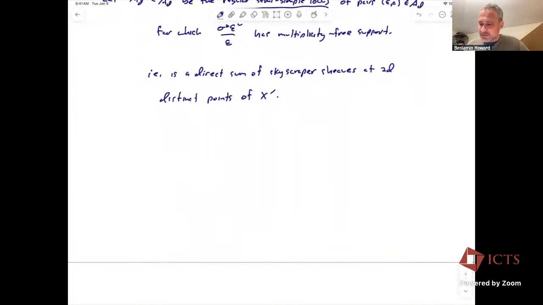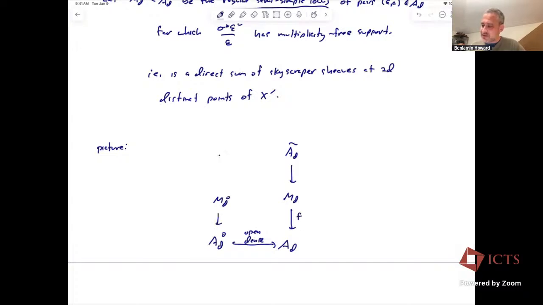So here's the picture. I've got AD circ sitting inside of AD. So this is open and dense. I've got the Hitchin space above it, this strange AD tilde above it. And then I can take the pre-image of the regular semi-simple locus in the Hitchin space and in this AD tilde. And then all of the horizontal arrows are open and dense.